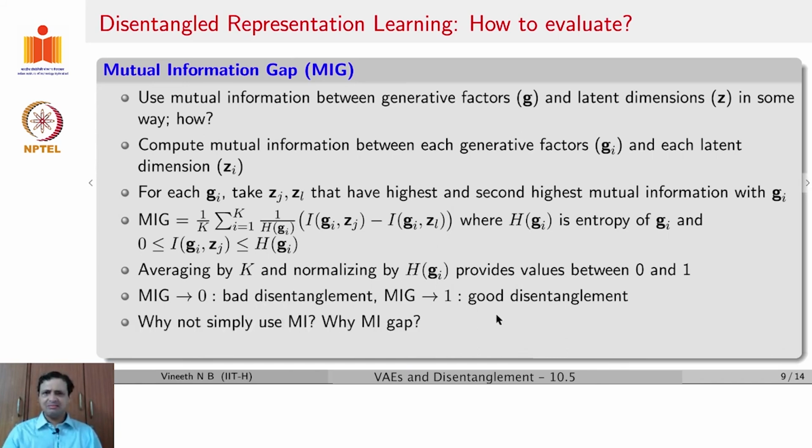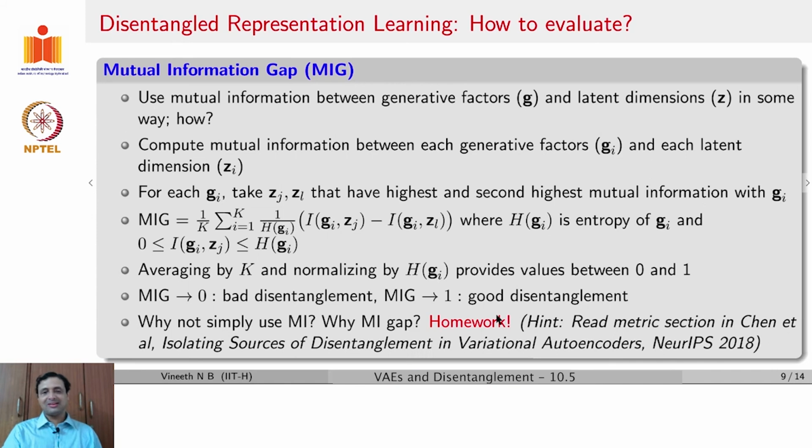One question here is, why do we use the mutual information gap and not just mutual information itself? Think about it. It's homework for you. If you need to understand this better, read the paper called Isolating Sources of Disentanglement, a NeurIPS 2018 paper which defined this metric.